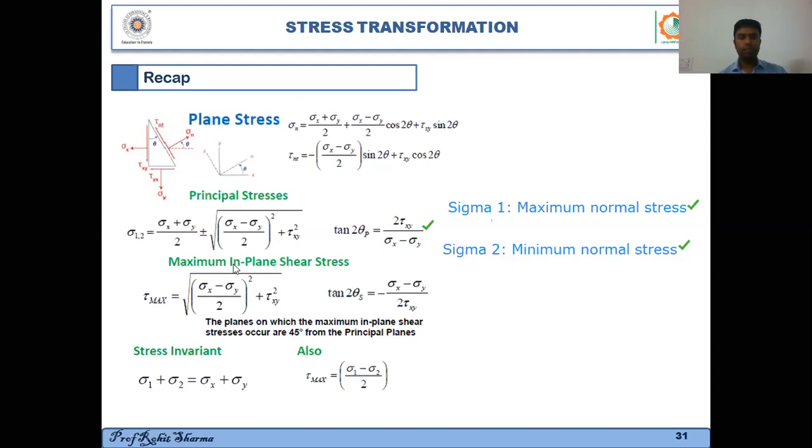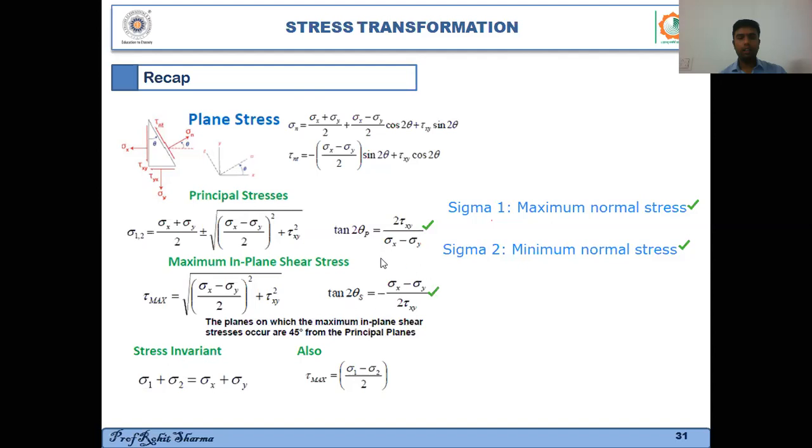Again, for maximum shear stress, what you have to do is differentiate this equation with respect to the angle theta, and then set it equal to 0, and then you'll find out the angle theta for which your shear stress will be maximum. That angle turns out to be what? Negative of sigma x minus sigma y divided by 2 times tau xy, right?